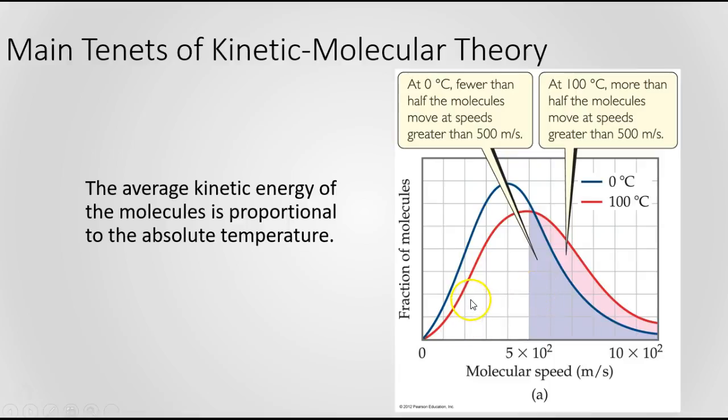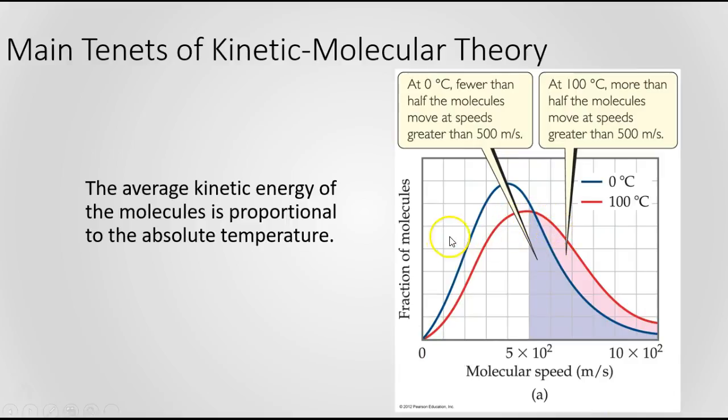Now, we should have also noticed when we increased the temperature of the particles, we saw the curve shift to the right. So increasing temperature increases kinetic energy and therefore increases the velocity of the particles. And you should have also noticed that the curve not only shifts to the right, so the peak is shifted to the right when we increase temperature, but it also flattens out a little bit.